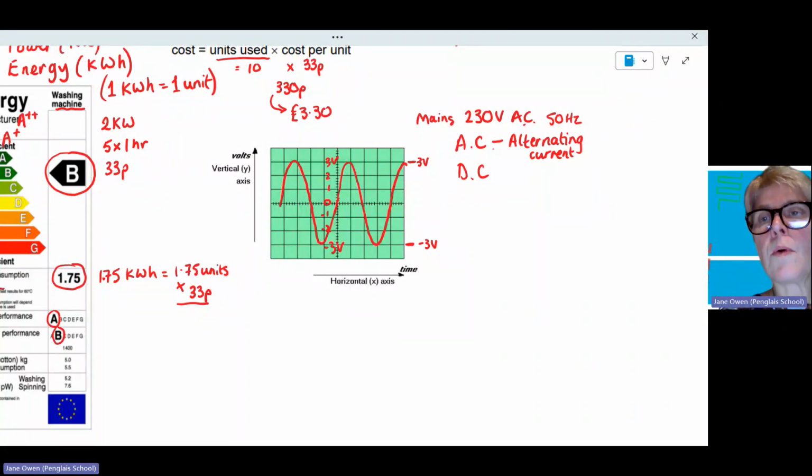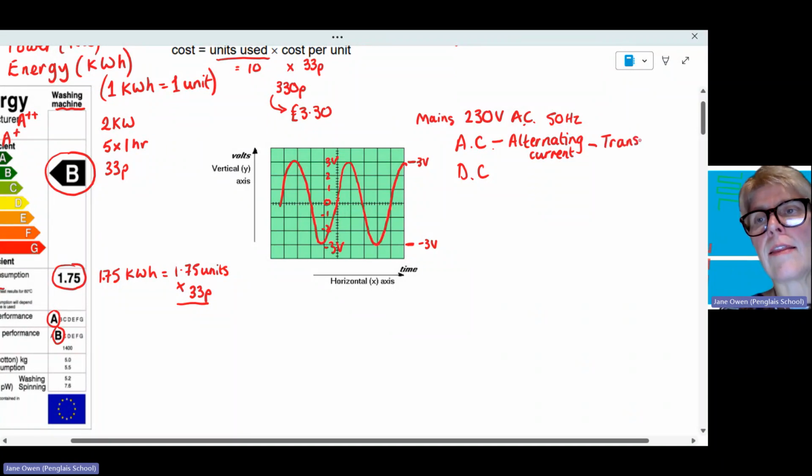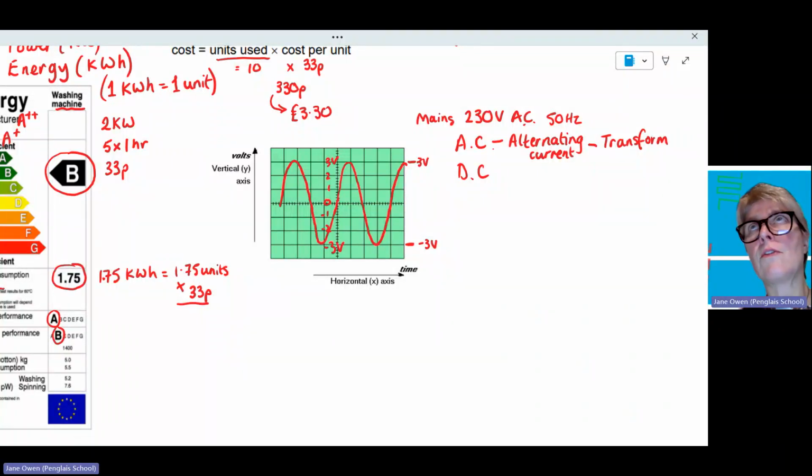And this enables us, if you have done generation of electricity, by using alternating current, to transform it. That is why we have alternating current in the national grid, because we've got transformers at the beginning, a step up, and transformers at the end, a step down, so that we can actually change the voltage by using a transformer. But we can't do that with a direct current.